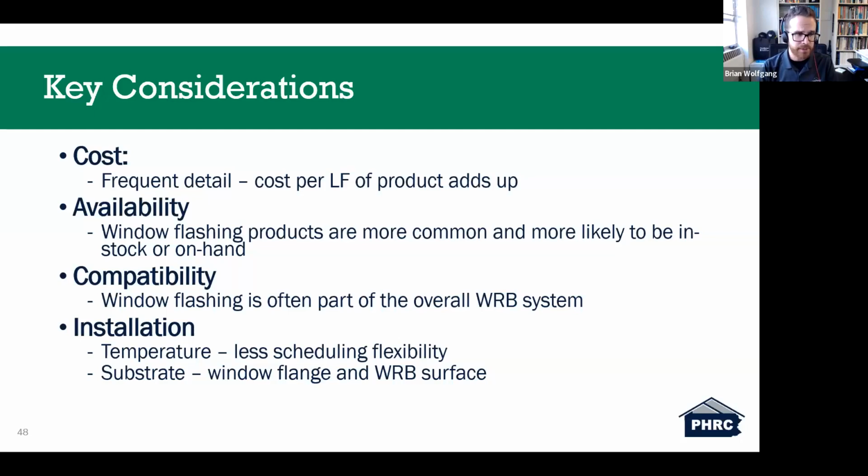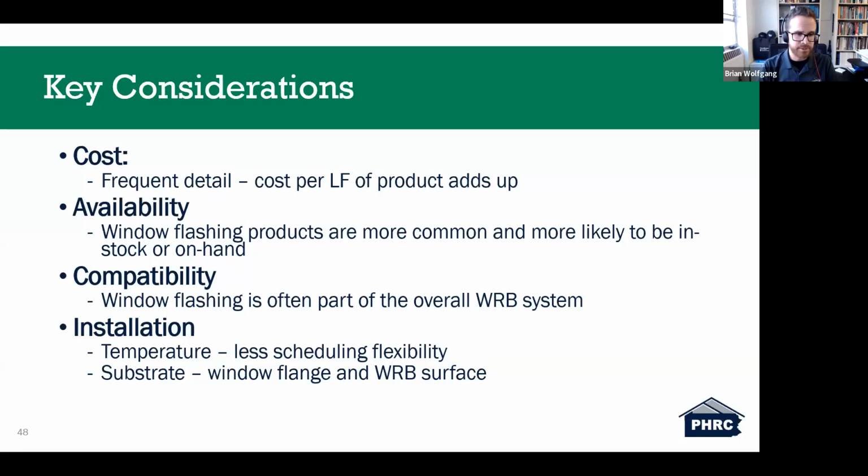In terms of availability, oftentimes your window flashing products are a little bit more common. They're more likely to be in stock or on hand. They're often ordered when you're ordering your water-resistant barrier system. In terms of compatibility, like I said, it's often part of an overall system where this is a moisture-related detail.